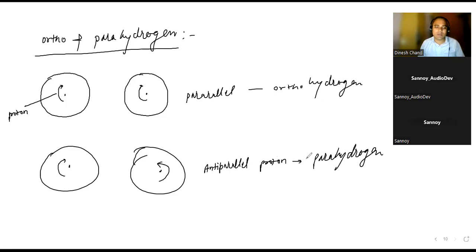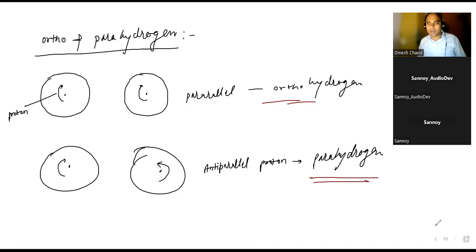I am reading the line now. When the spins of the two protons in a hydrogen molecule are in the same direction, it is known as orthohydrogen, while when the spins of the protons are in opposite directions, the hydrogen formed is known as parahydrogen. So if the proton spin is in the same direction, that is ortho; if opposite, that is parahydrogen. Keep this in mind, it will be good for you.